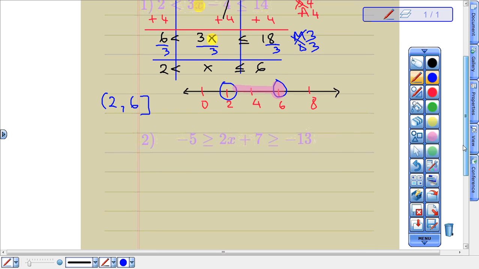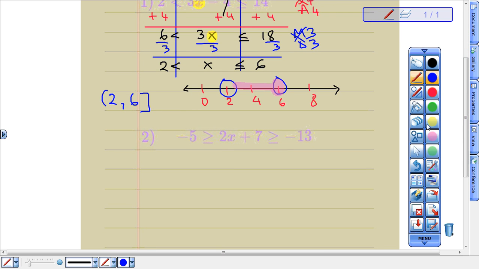Moving on to the second example, we see that the signs for the inequalities are oriented backwards. -5 is greater than 2x plus 7, which is also greater than -13, but in the end it will be the same strategy. Our variable is in the center. Along with the variable, we have multiplication and addition. The weakest link is addition, so we have add 7, inverse operation, subtract 7. We're going to subtract 7 on all three sides.